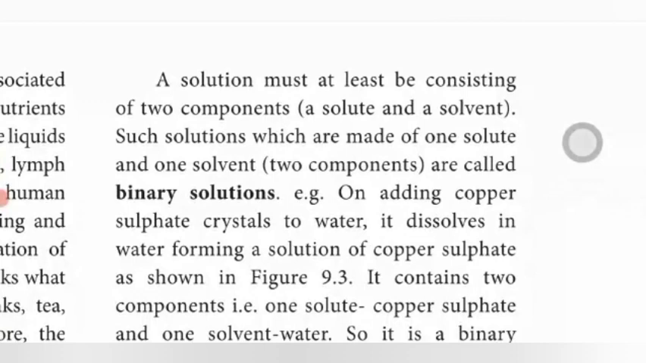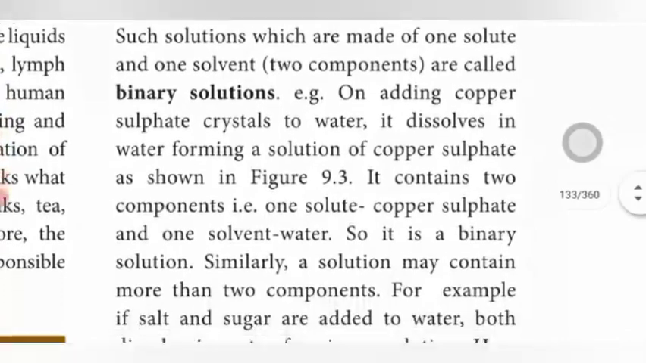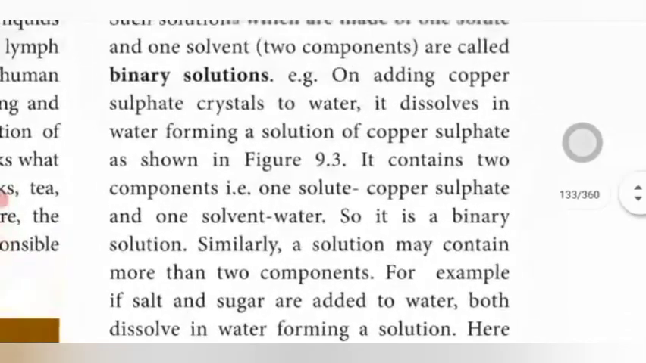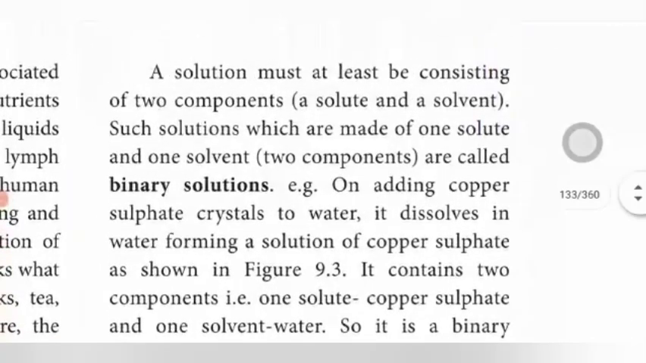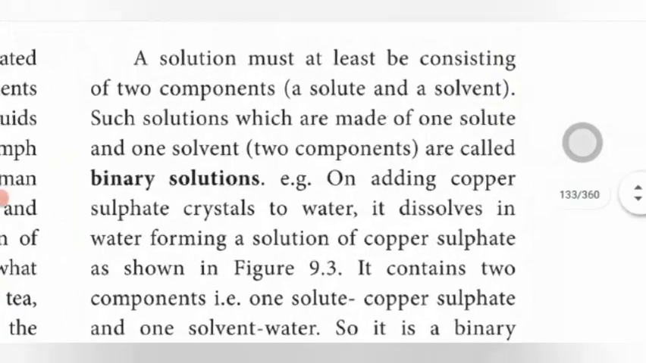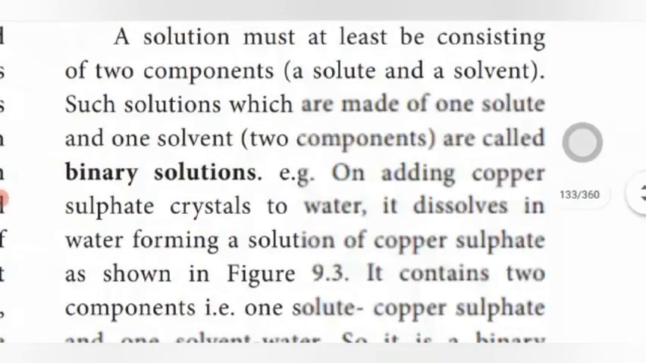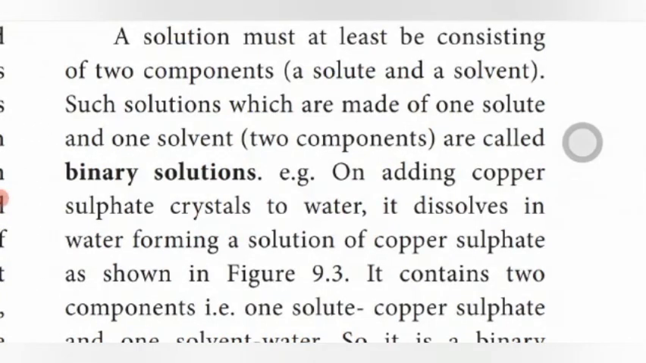Based on the number of components, solutions are classified into two types. One is binary solution, another one is ternary solution. What is a binary solution? Bi means two components. Two components are present in a binary solution.